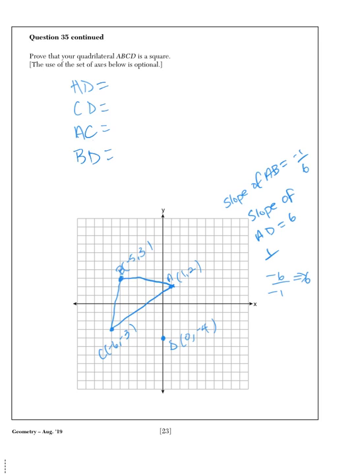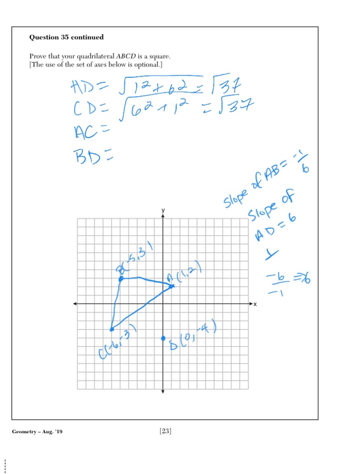So if I look at the coordinates of A and D, the X values are 1 apart. The Y values are 6 apart. You do not have to import your work from the first part of the question. CD, the X's are 6 apart. The Y's are 1 apart. Okay, so now you can see it's a rhombus. Then to prove that it's a square, we need it to be a rectangle.